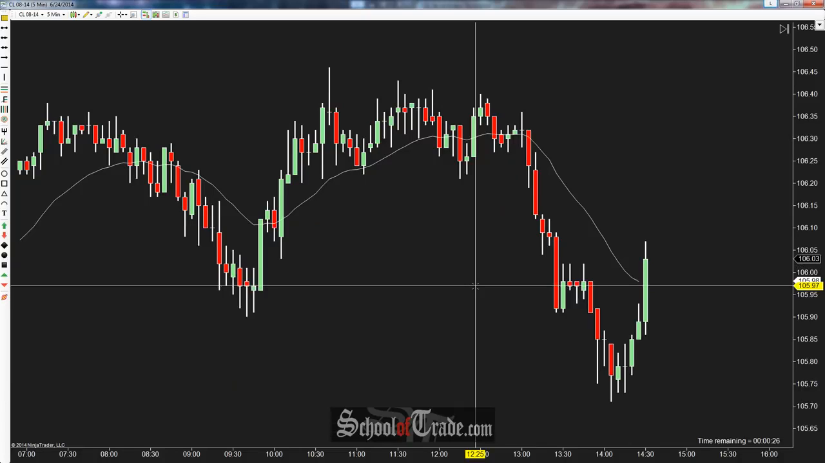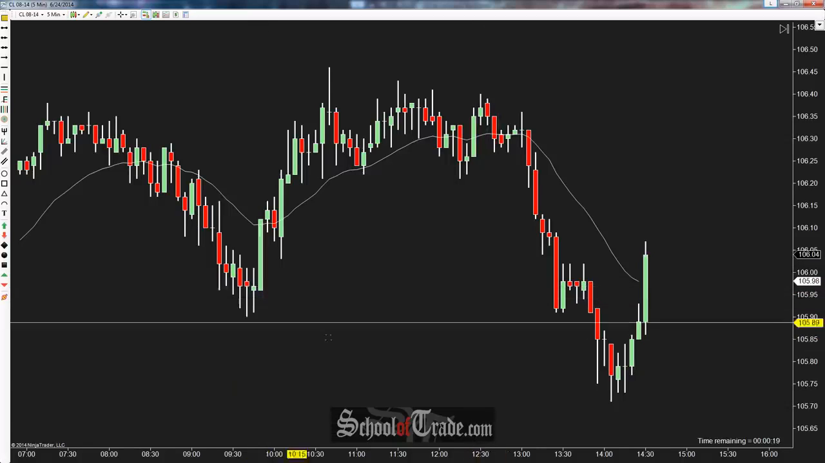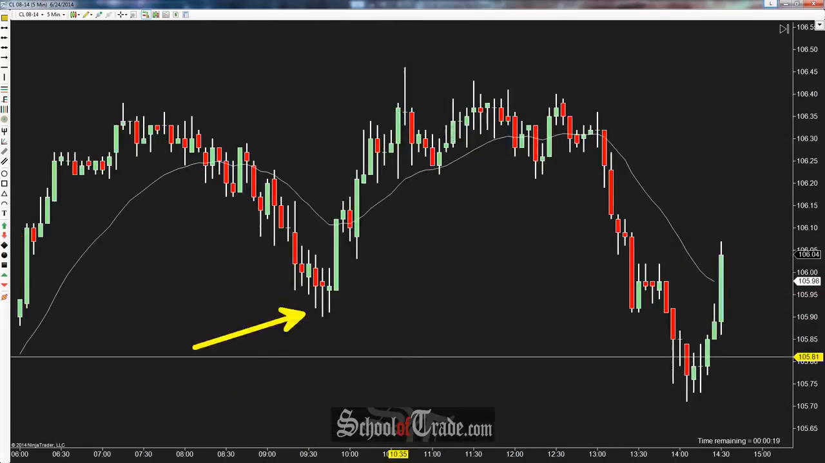So use that when you're looking to get into trades. You want to be able to see those kinds of areas where maybe you're in a short trade and you're starting to see something like we have down here, where it's not looking very good to the downside.